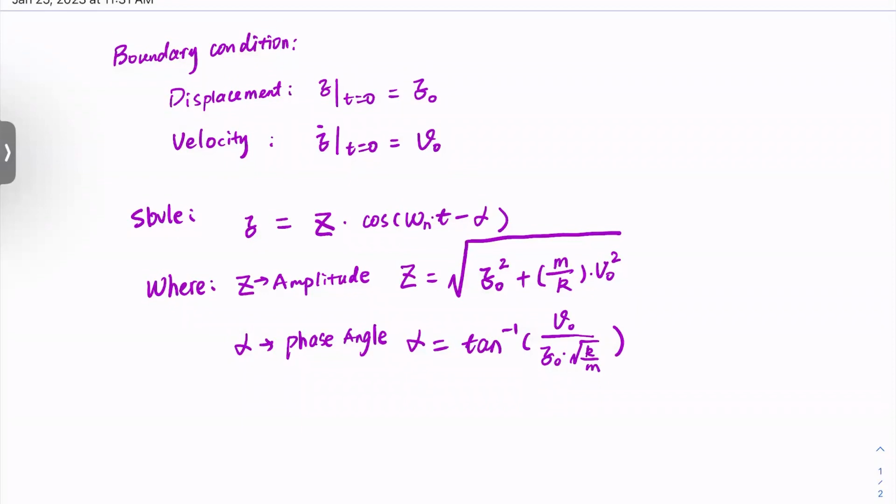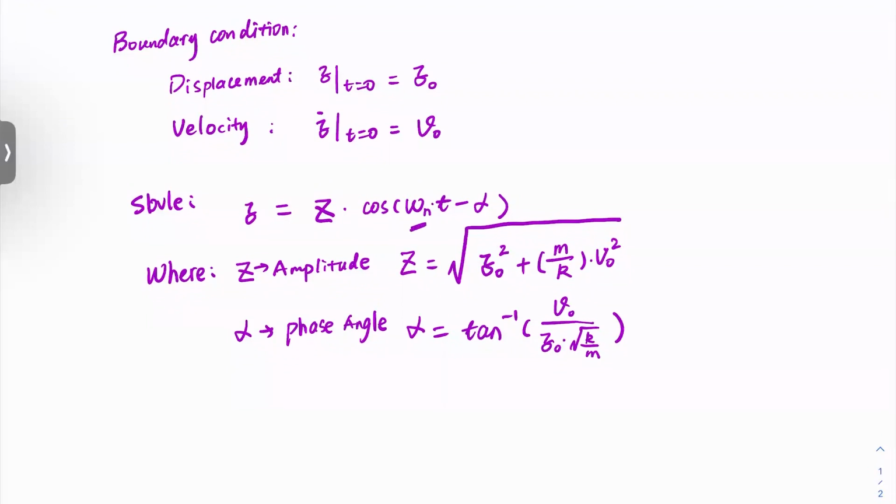Okay, so with that, we also know the circular frequency. We talked about the undamped natural circular frequency. So we can have another two definitions. The first one is the undamped natural period, T. What is the relationship between the natural period and the circular frequency?